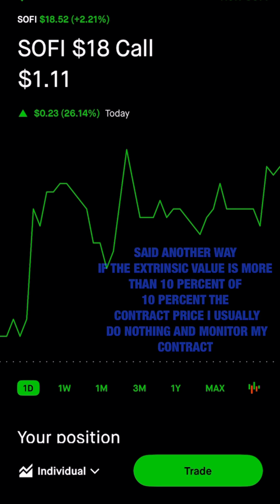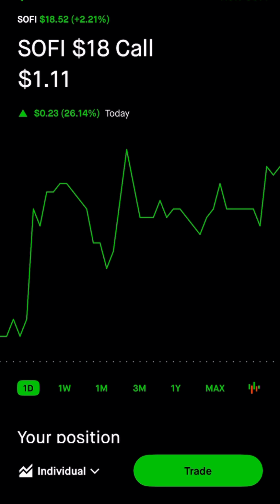monitor it. Now, what would I do if my extrinsic value was 5 cents? So it was less than 10% of the contract price. What would I do if it was less than that 11 cents? In that example, if my extrinsic value was 5 cents, I would most likely roll this position. So I would buy back my call, and then I would open up a $19 call for a later date and get paid for that. That is rolling the position.